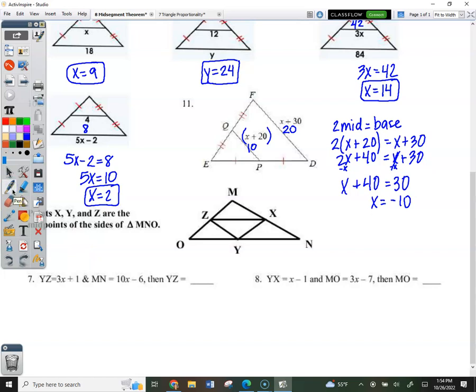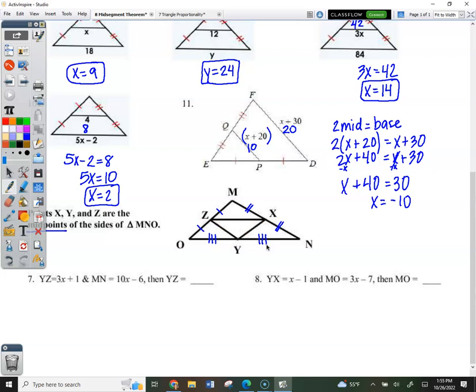Look at this next one. It says points X, Y, and Z are midpoints. That means it's in the middle. Y'all with me? So Z's in the middle. X is in the middle. Do I need to put the same tick marks? No, I need to put different tick marks because I don't know that those are necessarily equal from side to side, right? Y'all writing? And then this one is in the middle.